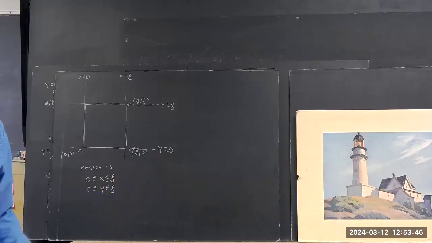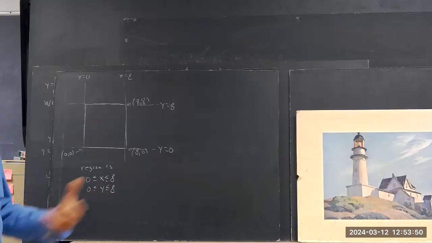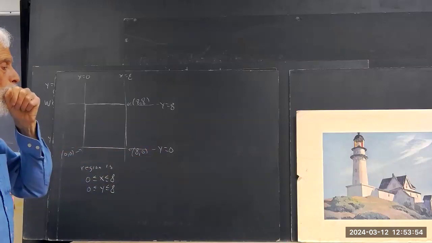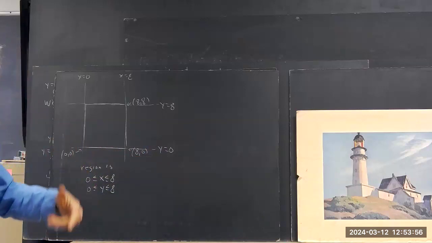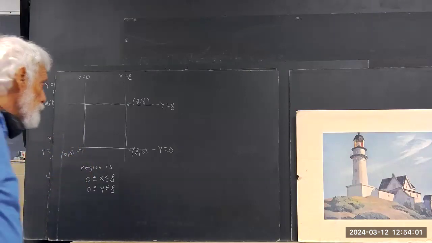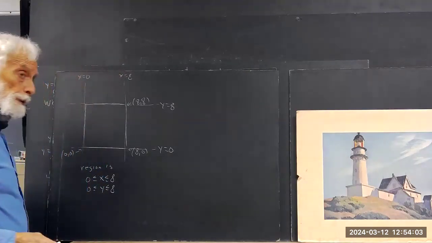That's a complete description of the square. And you can do any rectangle that way. Okay, just put the bounds on x, put the bounds on y. Assuming, of course, that the rectangle is oriented with sides parallel to the x and the y axis. Now I'm going to subdivide the region.